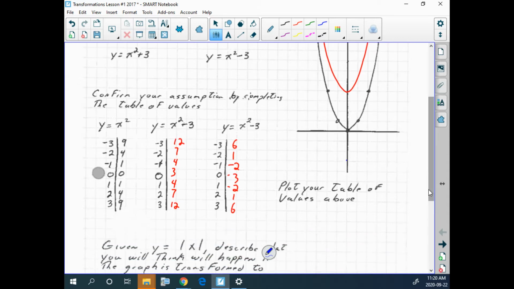With this one here, we square the -3 and then we subtract 3 from it. So that drops the graph down. Now we call this a vertical translation. Okay, it's not a transfer. Well, it is a transformation, but a translation is a subcategory of transformation.